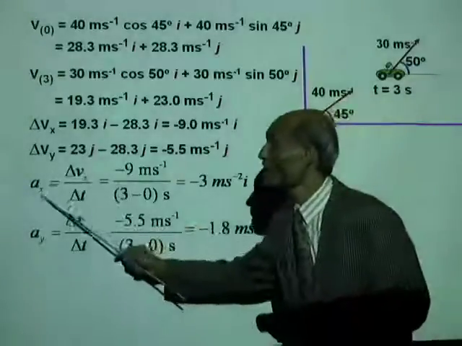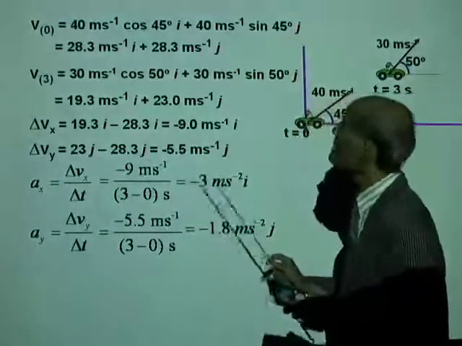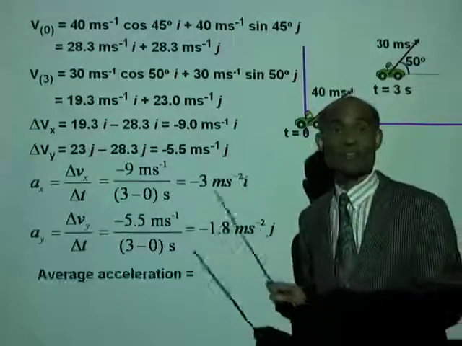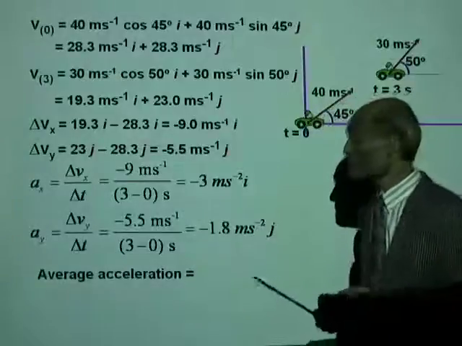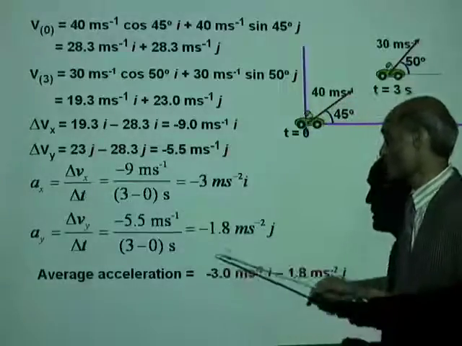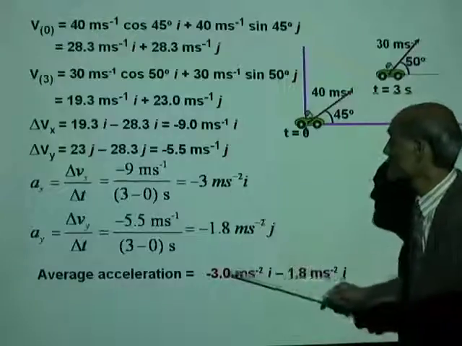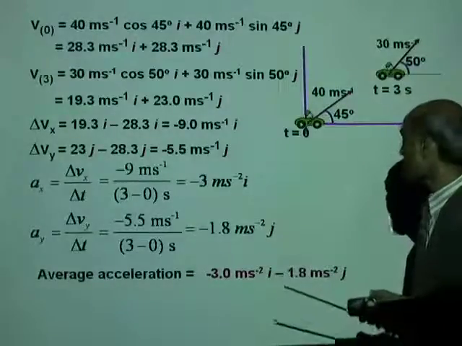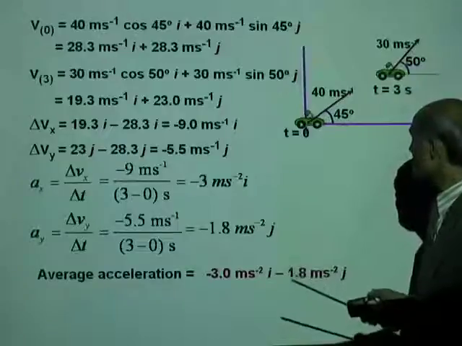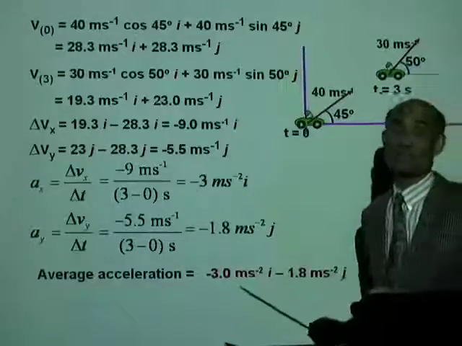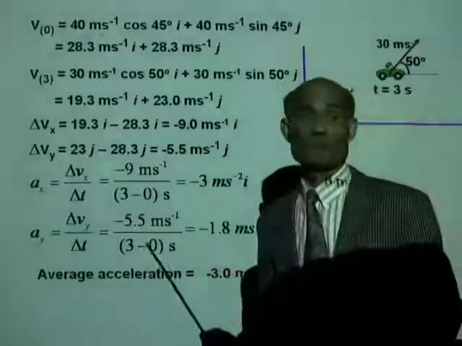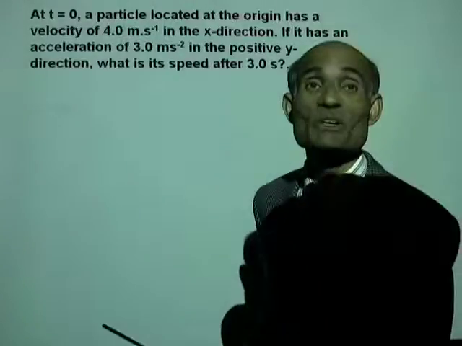Alright, so we got the x component of the acceleration, we got the y component of the acceleration, and therefore the average acceleration is negative 3 meters per second squared i minus 1.8 meters per second squared j. Okay? Alright. Let's do one more problem.